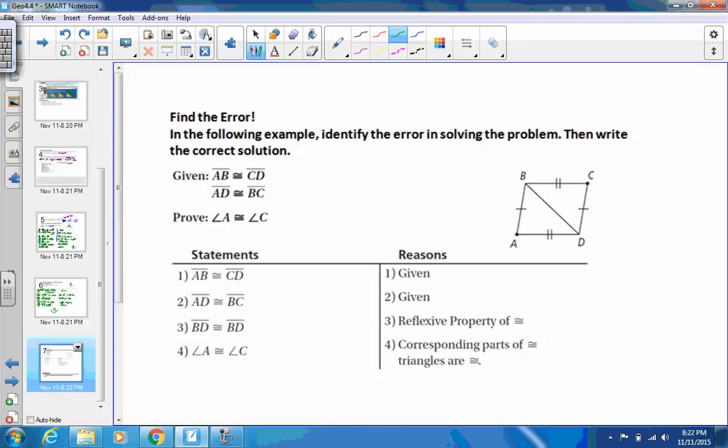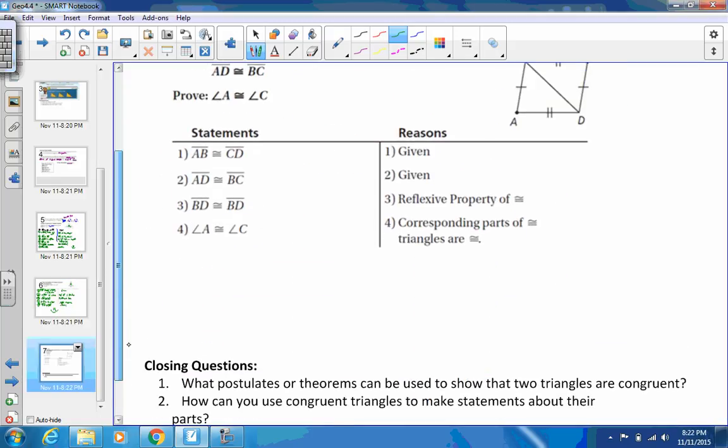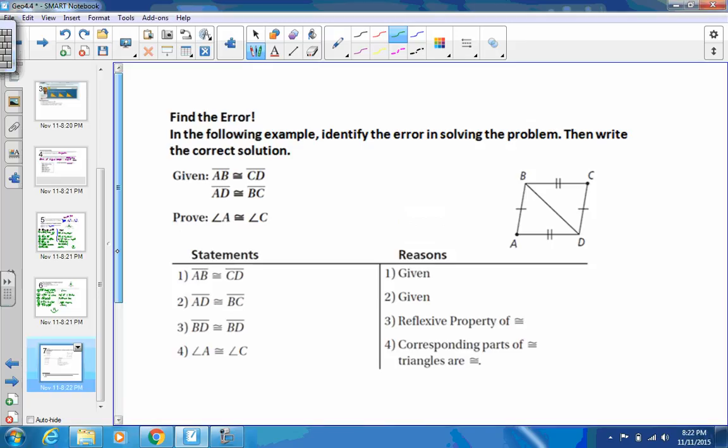Now, don't forget to self-assess your goal. You can also answer the find the error question in the closing questions. See if you can find the error in this proof, and then self-assess the goal. Please don't forget to self-assess the goal at the end here.